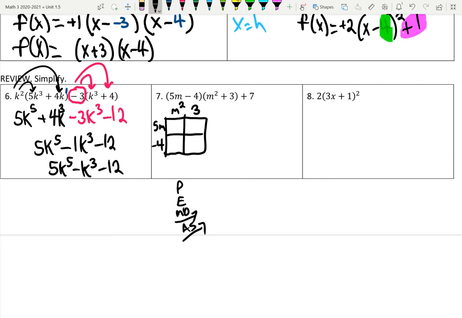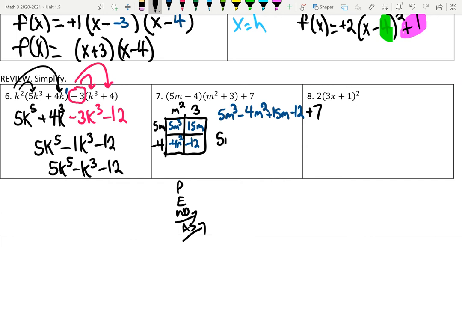You can also use FOIL. I'm going to multiply these guys, and I'm going to get a product of 5m cubed, 15m, negative 4m squared, and negative 12. So I'm going to just rewrite this all out. I'm taking a moment. Notice how I wrote negative 4m squared instead of the 15m. It's because I want to write everything in descending order.